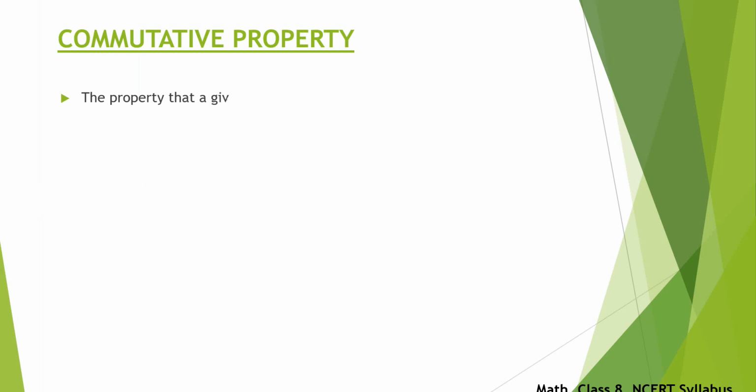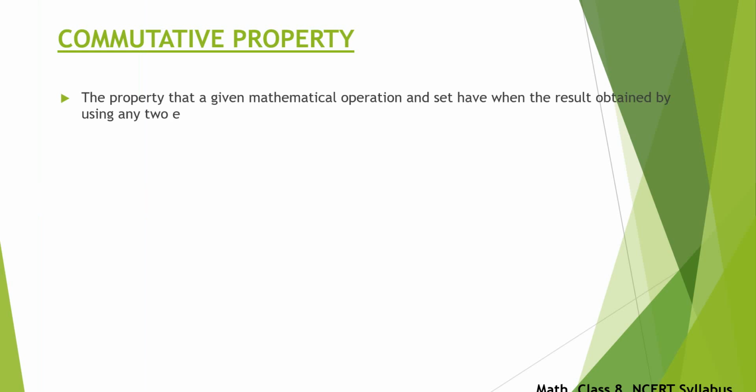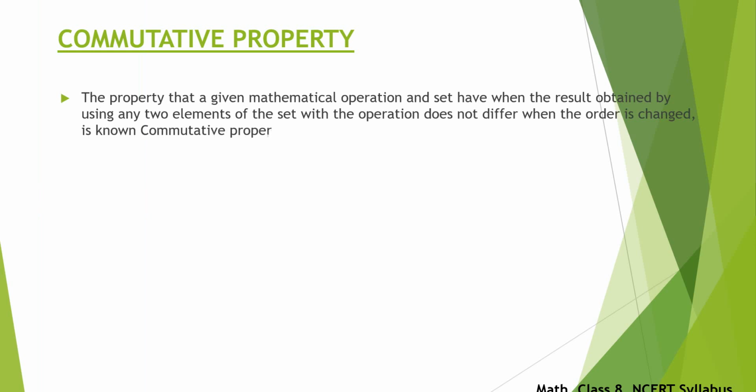Now let's move to the next property, that is commutative property. The property that a given mathematical operation and set have, when the result obtained by using any two elements of the set does not differ when the order is changed, is known as commutative property. What we mean to say is that if we are adding, subtracting, multiplying any two rational numbers, and if we change the order, the result does not change.